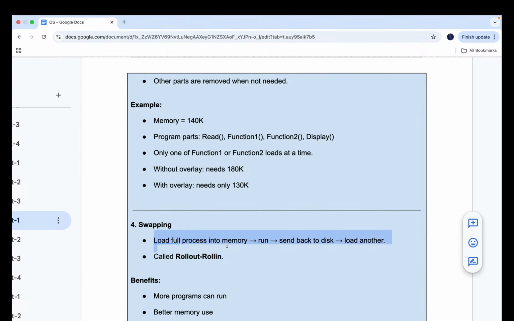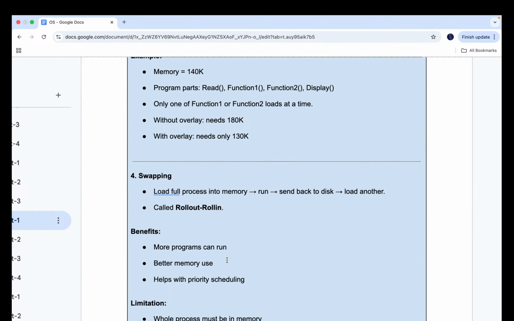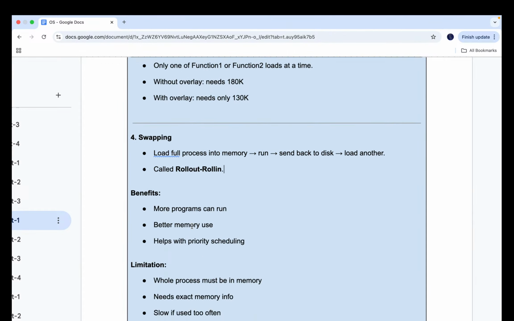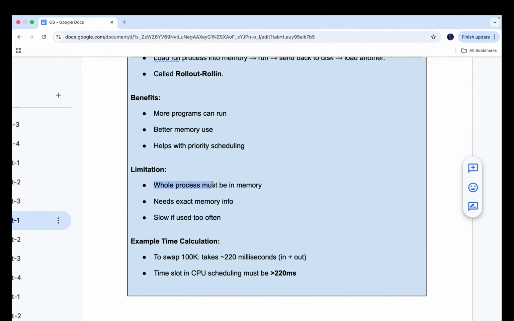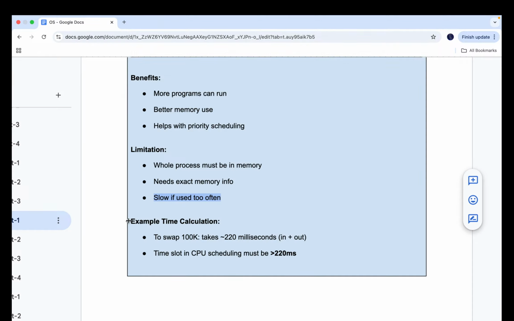Swapping: load the full process into memory, send it back, roll out. Rolling benefits: more programs can run, better memory use, help with priority scheduling. Limitations: the whole process must be in memory, needs exact memory info, slow if used too often. Example, time calculation to swap.